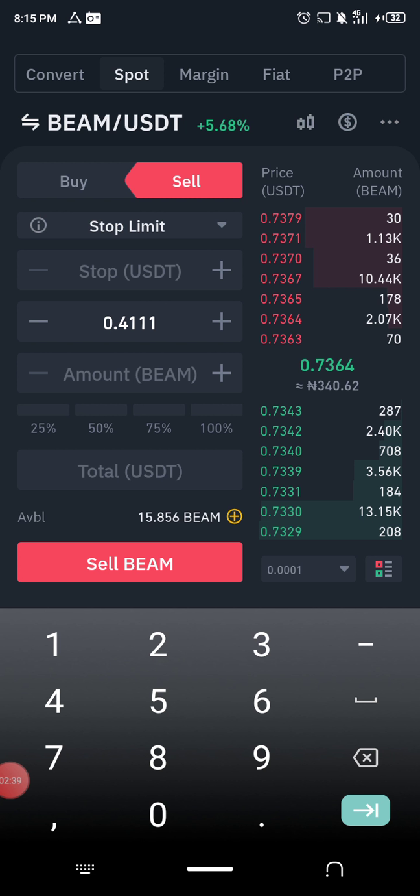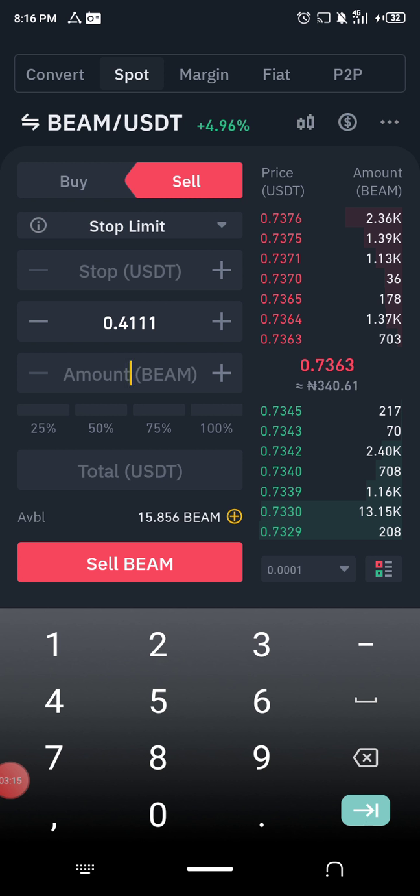Let's say I'm in profit right now, and I feel that this coin, this BEAM, will go up to $2. Please note, I'm not actually saying the coin will go up to $2. I'm using that as an illustration, as an example. So I believe this coin will get to $2, but I have made profit already.